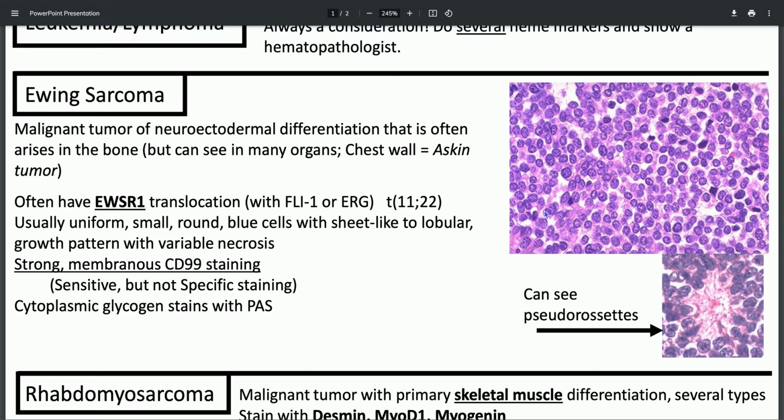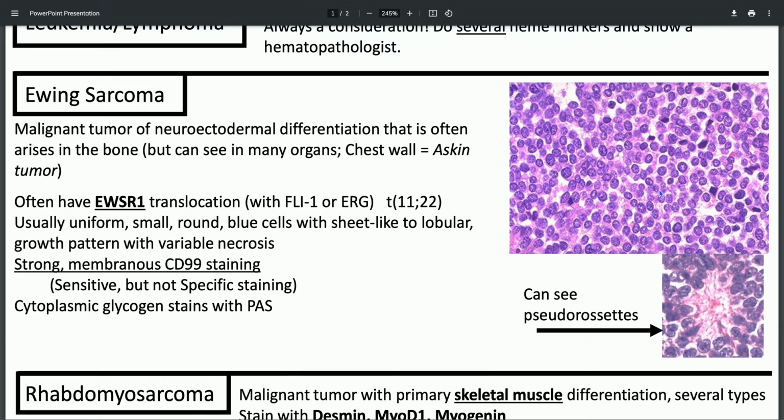Ewing sarcoma is a malignant tumor of neuroectodermal differentiation that often arises in the bone but can arise elsewhere. For instance, if it arises in the chest wall, it's called an Askin tumor. Histologically, you'll have these uniform, small, round blue cells. They can grow in sheets, can sometimes be lobular, and can have elements of necrosis as well. You'll often see these pseudo-rosettes.